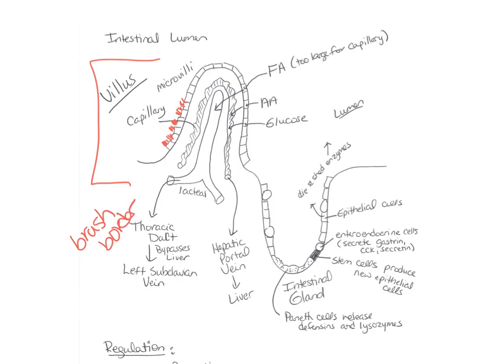The combination of the brush border, the intestinal villi, and the circular folds increase the surface area to 2,200 square feet. That's about 10 lanes of a bowling alley. Underneath the epithelium is the lamina propria. The lamina propria contains capillaries that are going to absorb the nutrients.